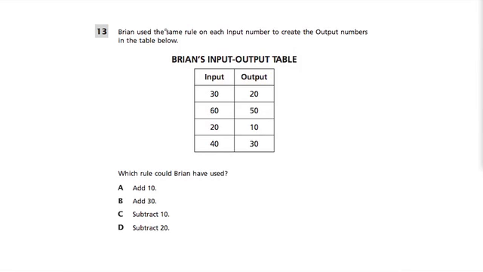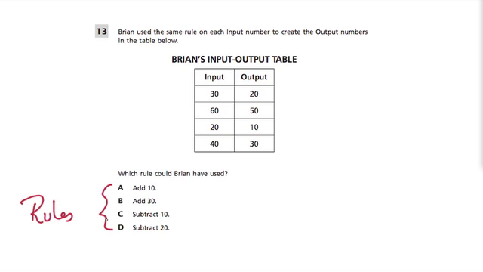Brian used the same rule on each input number to create the output numbers in the table below. Which rule could Brian have used? So here are the rules, right? Don't be intimidated by that. These are the rules, they're giving them to us.